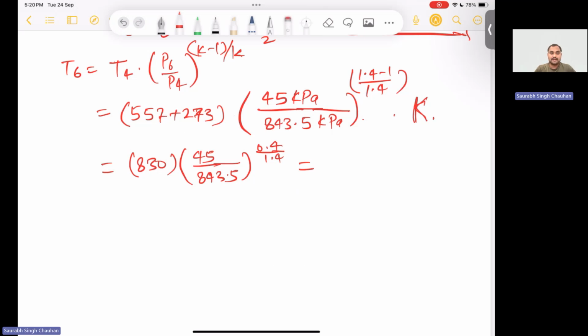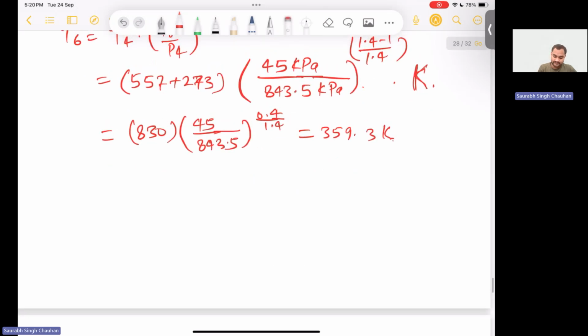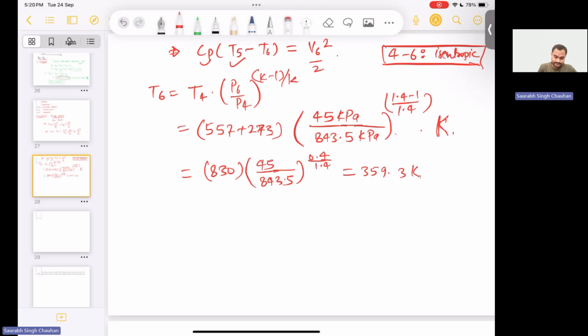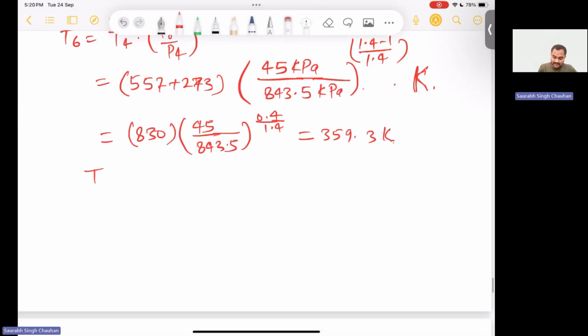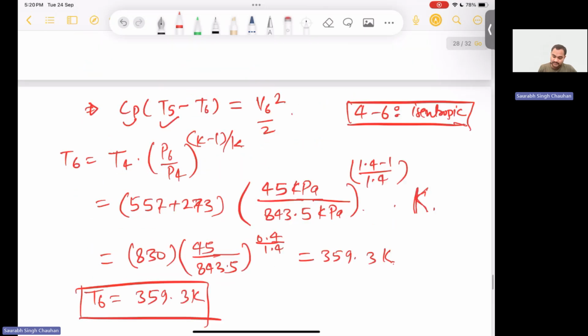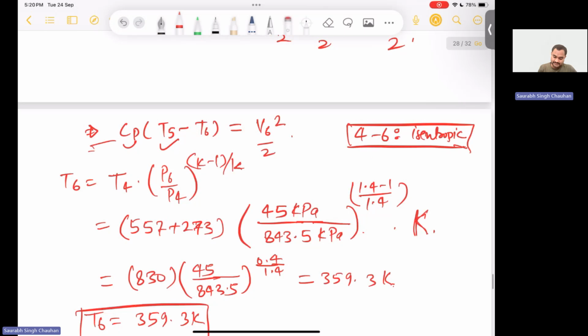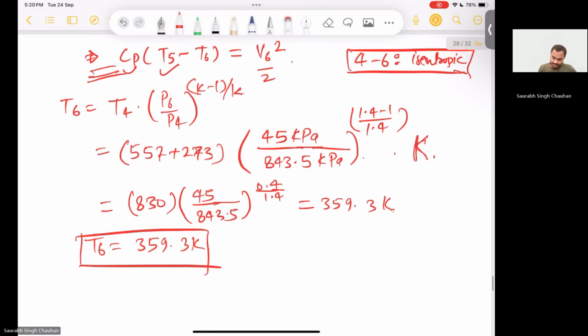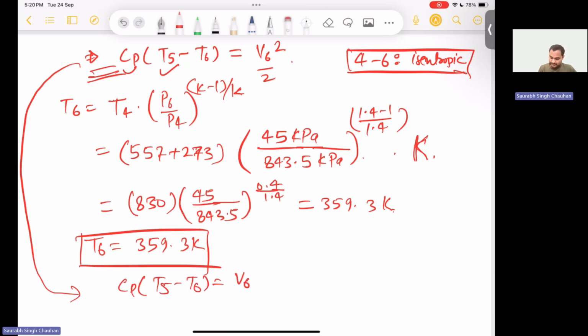If you calculate this value, then it will come out to be 359.3 Kelvin. Please do your own calculation and check if you are getting the same value. If there is any discrepancy, just let me know. So now we have T6, which is coming out to be 359.3 Kelvin, and we can substitute this T6 value in this expression. So this expression now becomes Cp times (T5 minus T6) is equal to V6 square by 2.